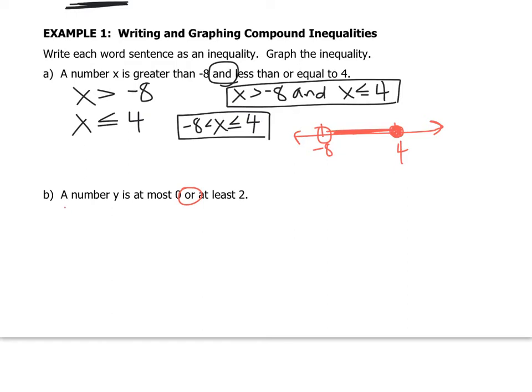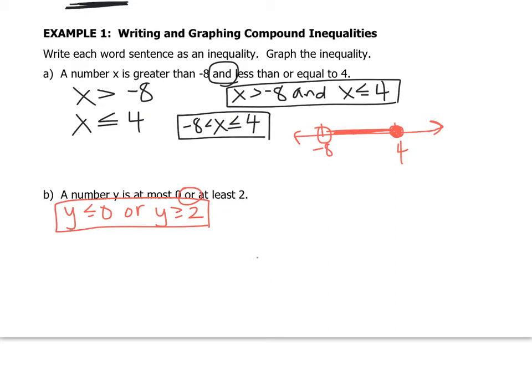So we have y is at most 0. At most is another way of saying less than or equal to 0. Or y is at least 2. At least 2 means it's greater than or equal to 2. So this is the only way to write an "or" statement. You can't join it.